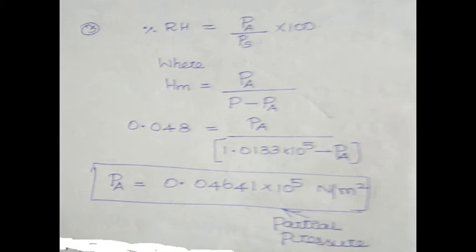The partial pressure is determined with the help of absolute molar humidity. What is the formula? Hm is equal to Pa by P minus Pa. Here Hm is the absolute molar humidity, which is the calculated value. Substituting, the unknown is the capital Pa, called the partial pressure. After substituting the absolute molar humidity, we finally get Pa equal to 0.04641 into 10 to the power of 5 Newton per meter square. This is the way we calculate the partial pressure value.